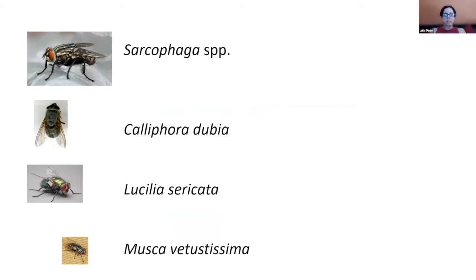So the 4 species that I recorded the wing beat of were across 4 genera. There was the Sarcophagia, the flesh flies, the Caliphora dubia, the Lucilia sericata, and then to represent the muscidae, the Australian bushfly.